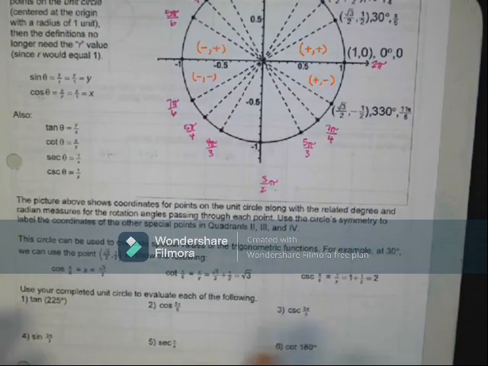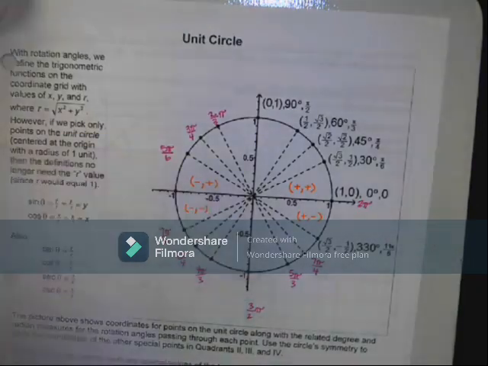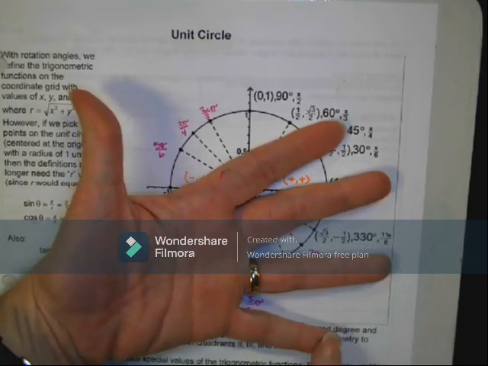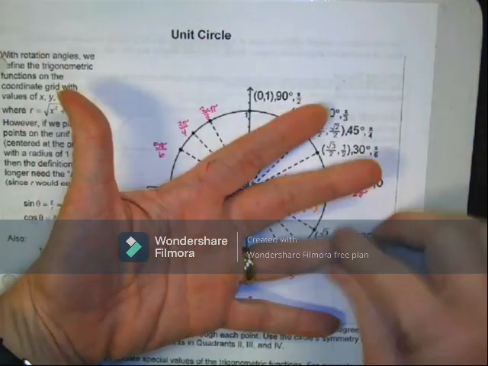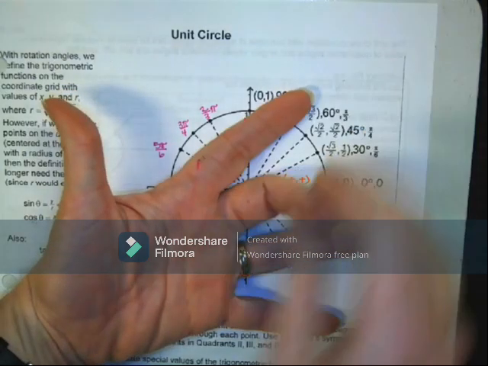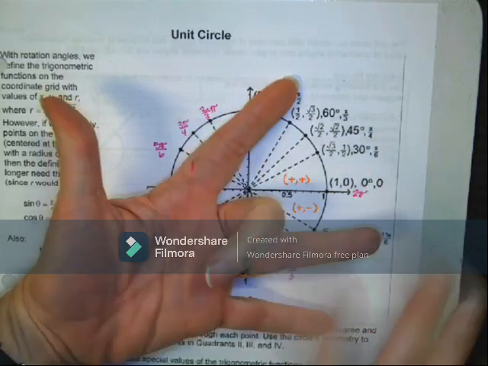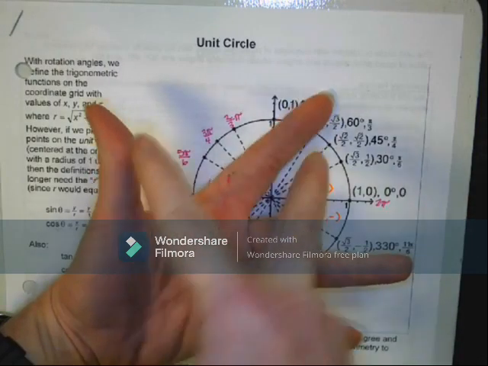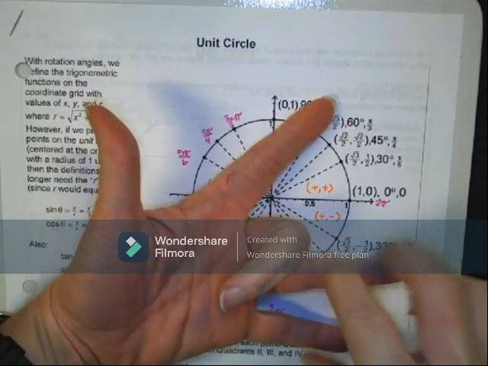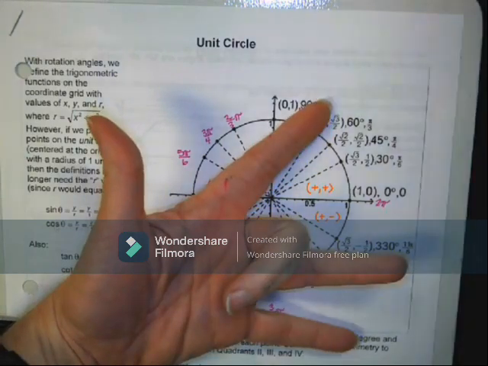45. It ends in a 5, so that's your indication that it's probably 45. So I'm going to go to my hand, and I'm going to fold in my 45 finger. So this is 30, 45, 60. So I'm folding in my 45 finger. So my ordered pair would be square root of 2 over 2 and square root of 2 over 2. So that would be my x and my y.